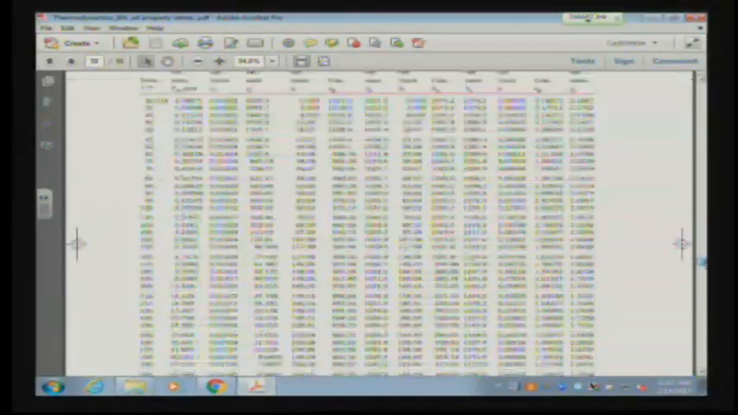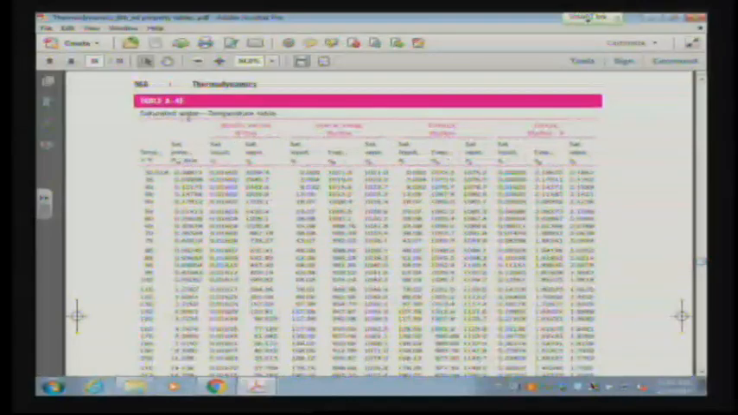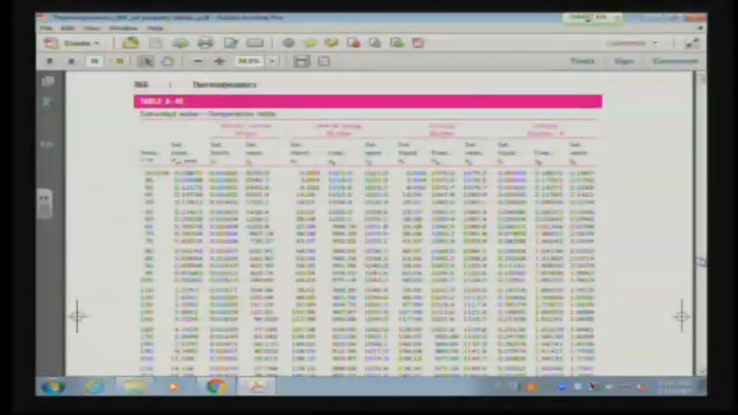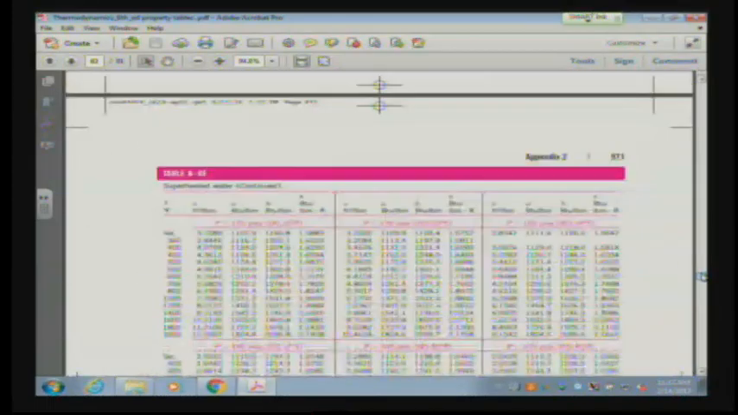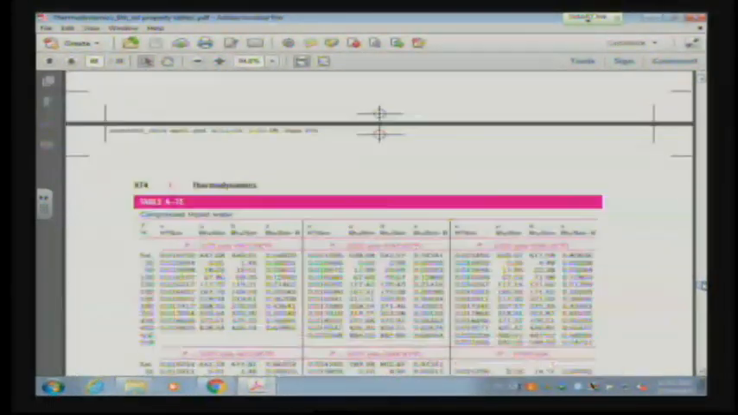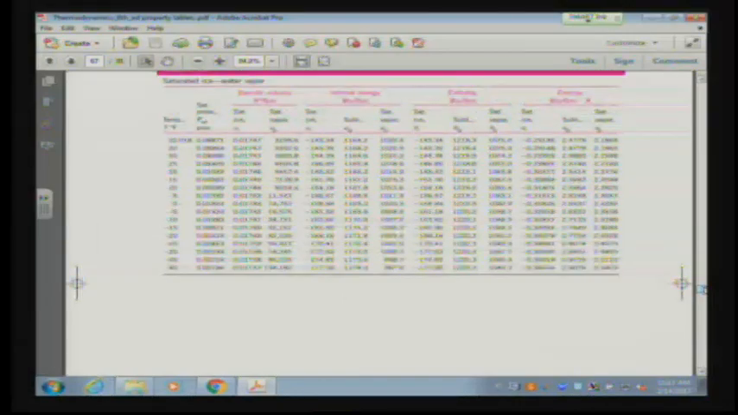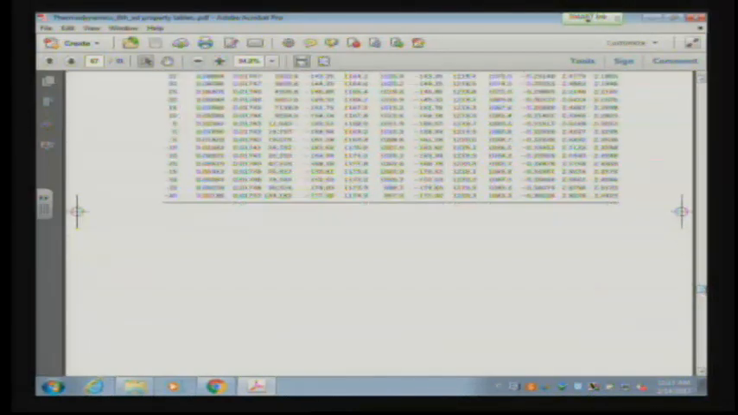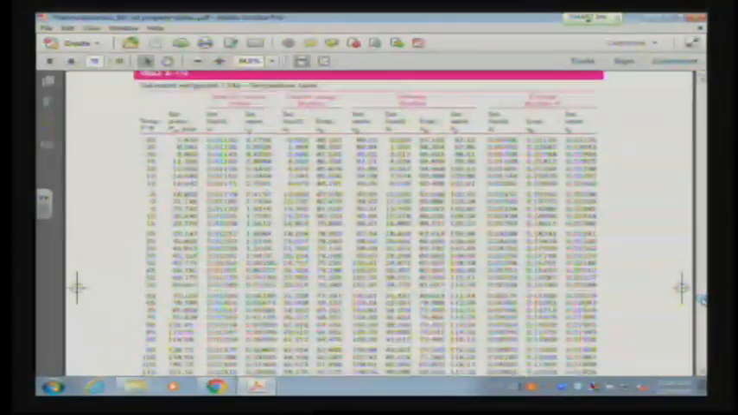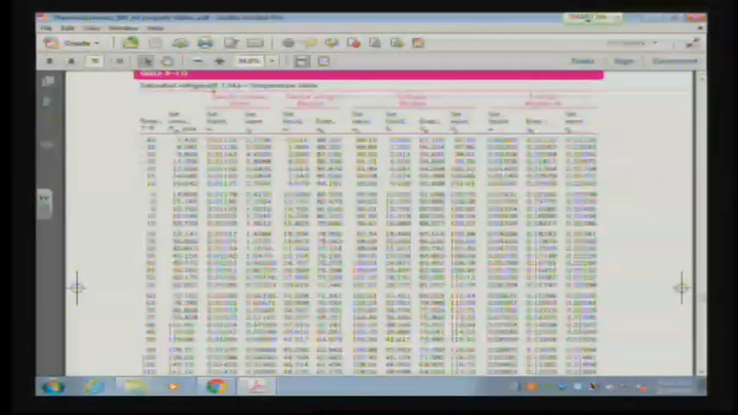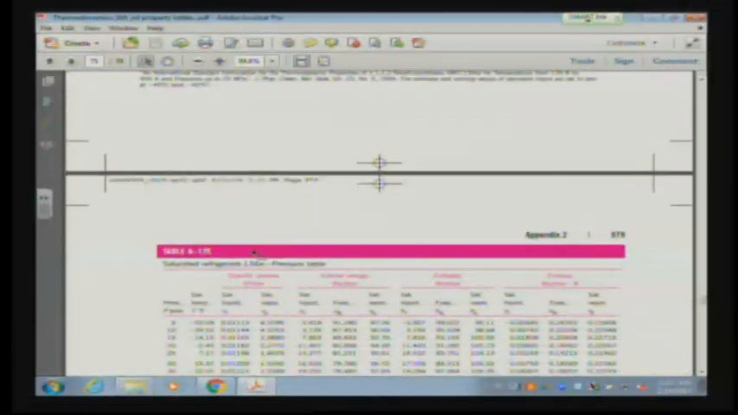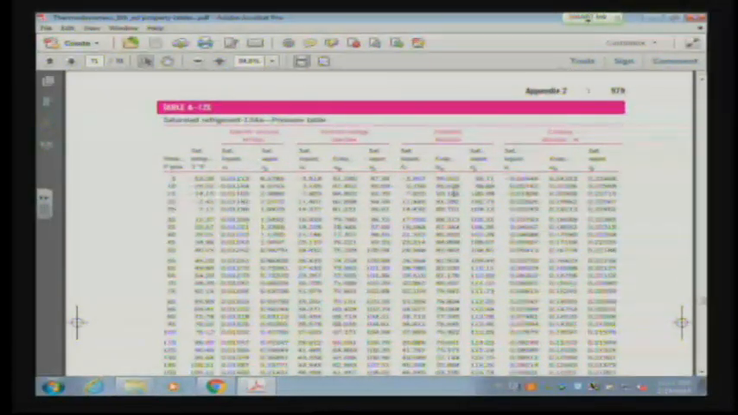We need to go down further until we get to the property tables, not for water, but for R134A. So we go past superheated and compressed water, and that's our saturated ice water vapor. Those would be our sublimation tables. So you go past that. And here we are for refrigerant, but we don't have a temperature. We want to go to the saturated refrigerant pressure table. So I want to go to the pressure I'm given, which is 80 psi.